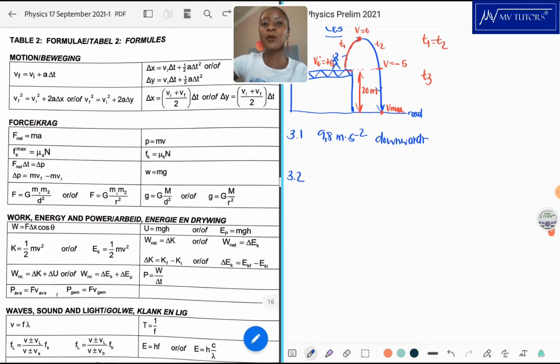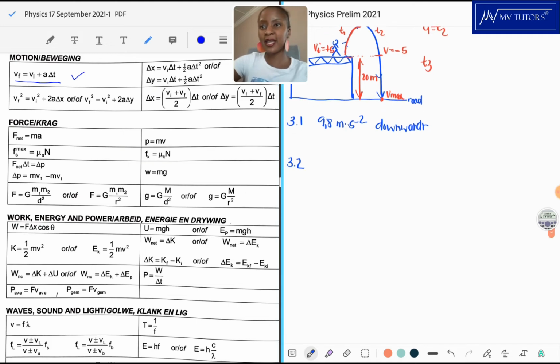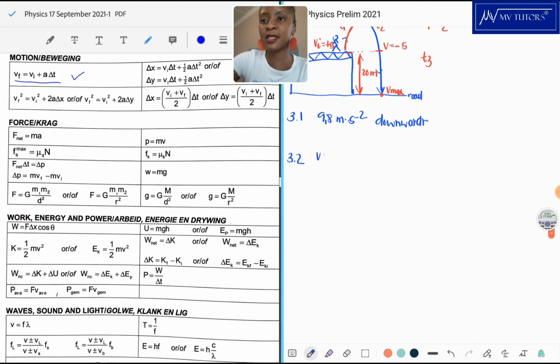For time 1 and time 2, I have my initial velocity, which is positive 5, and my final velocity, which is 0. So I'm going to look for an equation that needs final and initial velocity, and that's not complicated as well. I see the first equation there, and I can use this one. The final velocity is equal to the initial velocity plus acceleration times delta t.